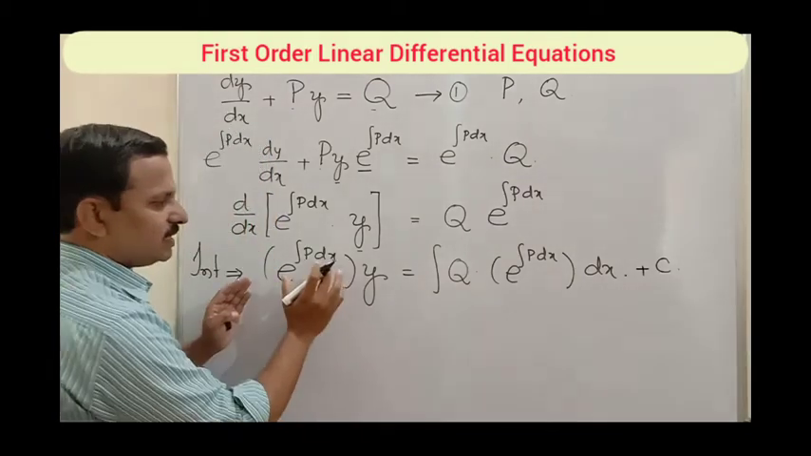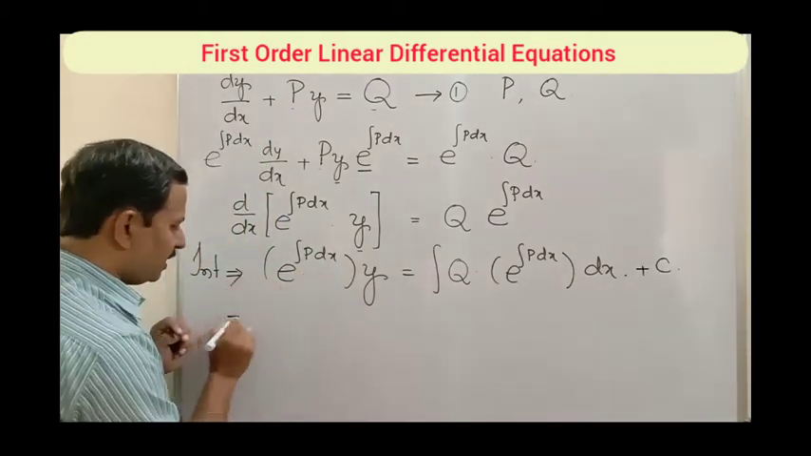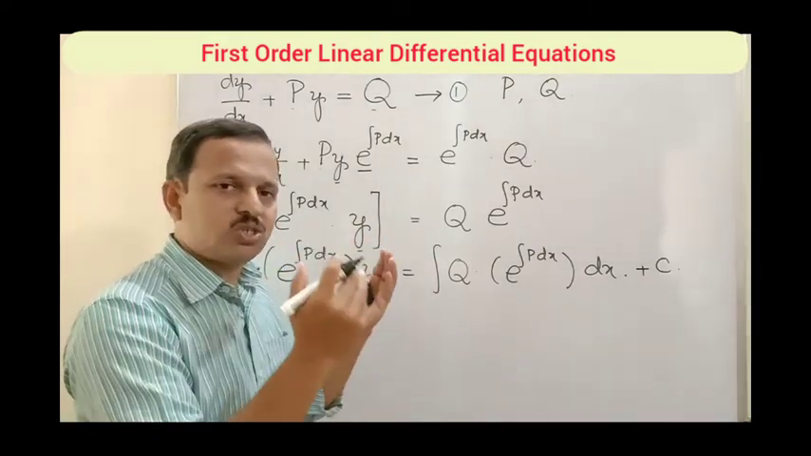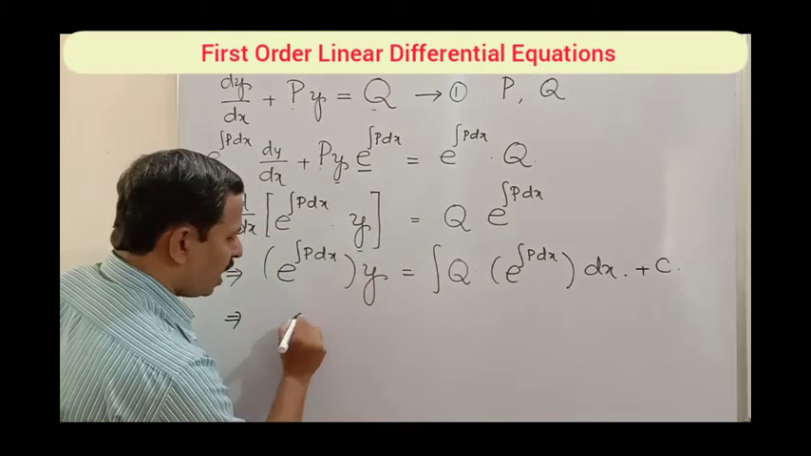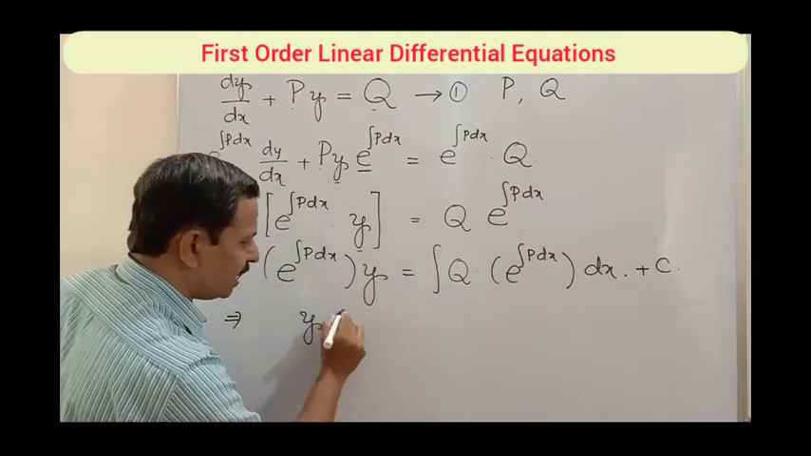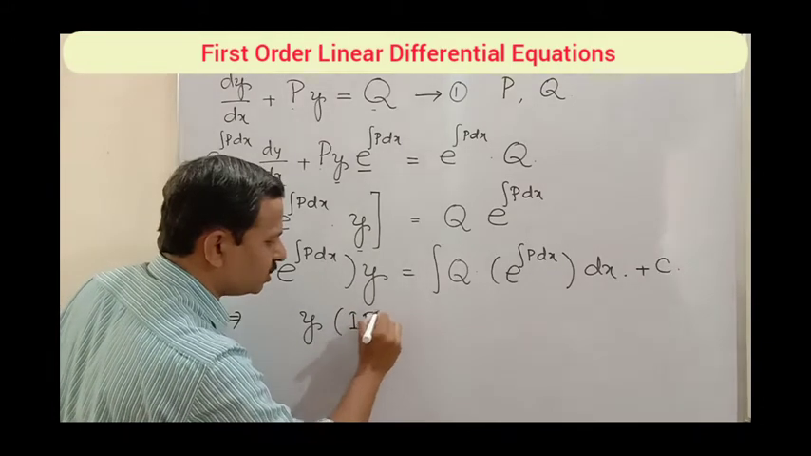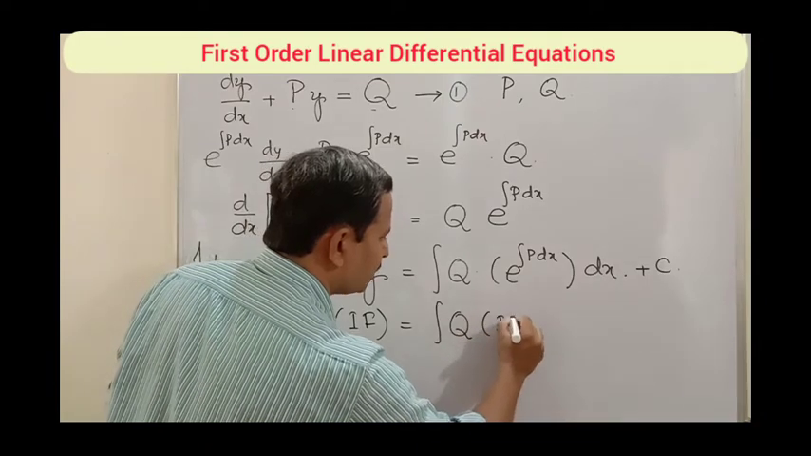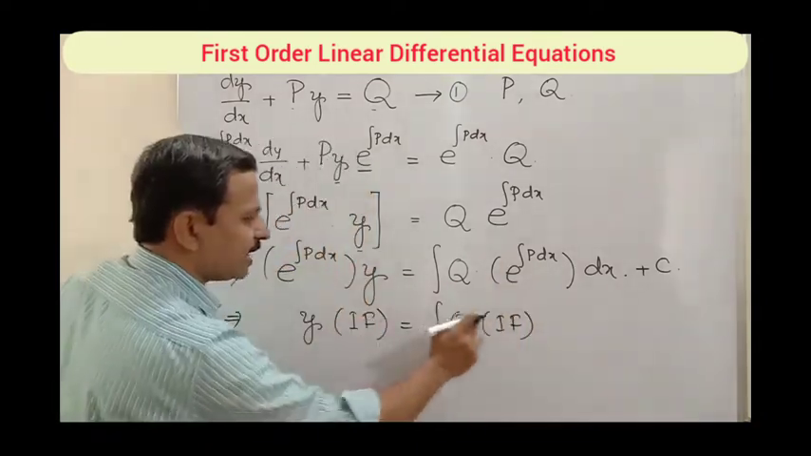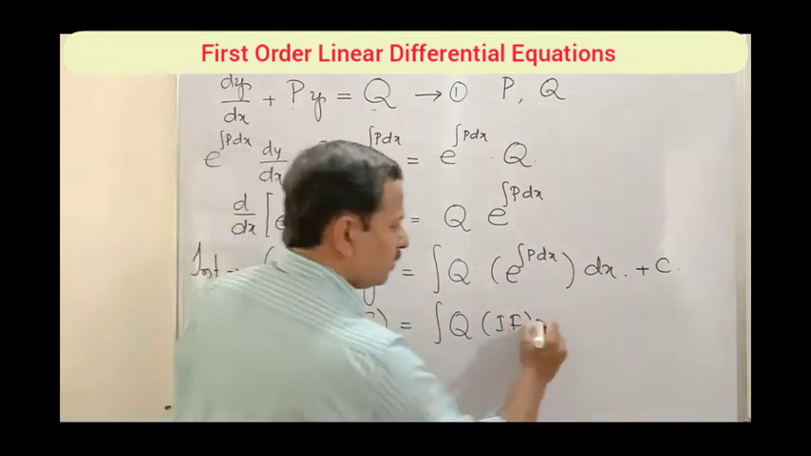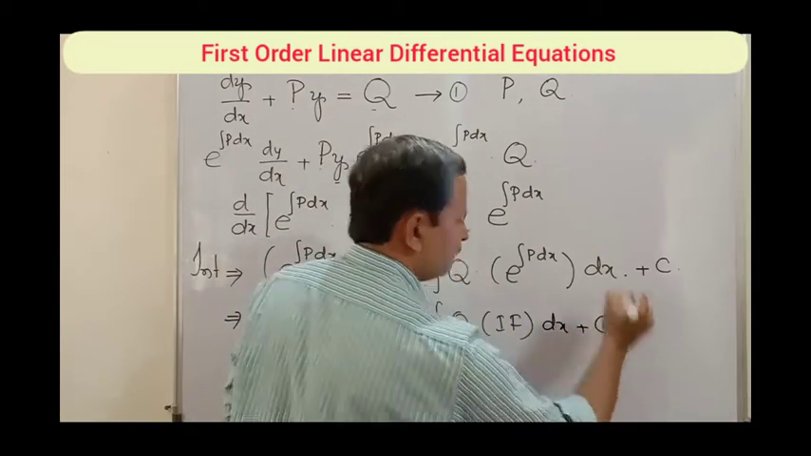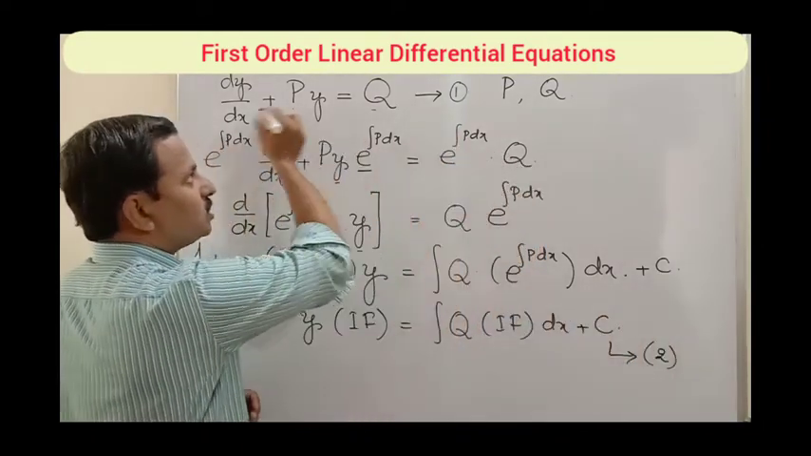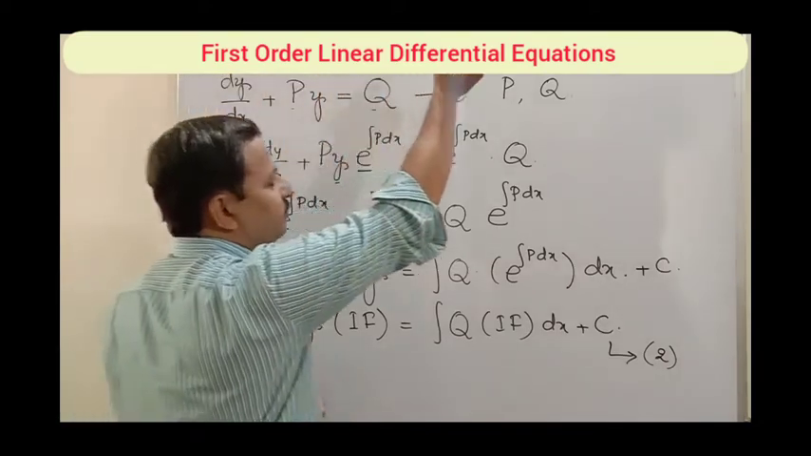So now what is the thing over here? We are getting the solution of the differential equation. Here the derivative term has vanished. So what is that? It is y into some factor, that factor I call the integrating factor, equals integration of q into integrating factor, the same thing I am calling IF, with respect to x plus c. So this is the required solution of the given differential equation 1, which is a first order linear differential equation.